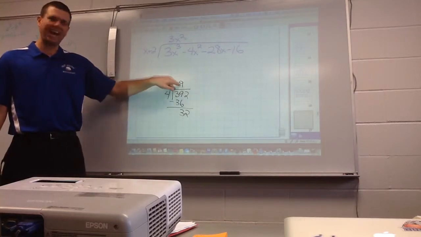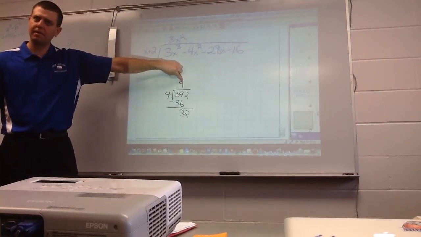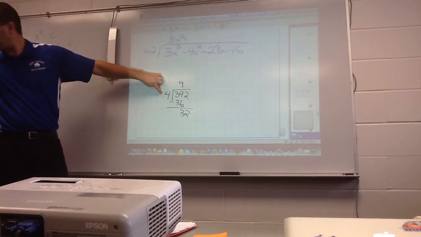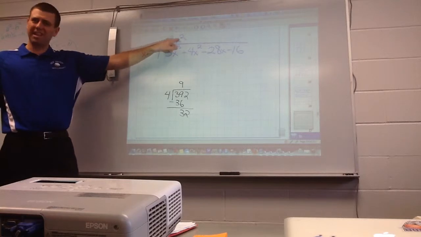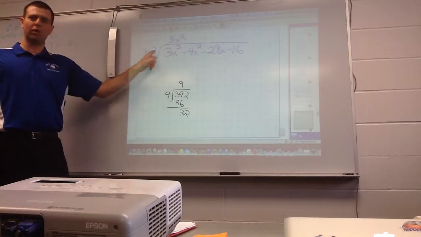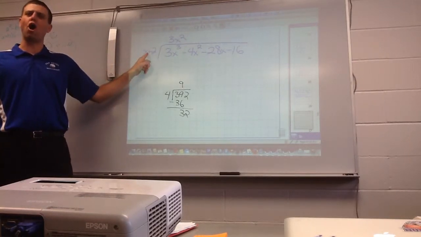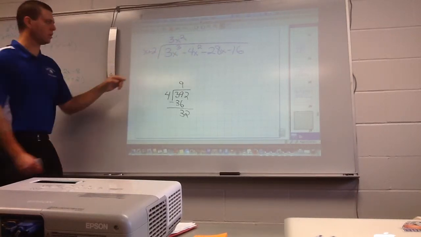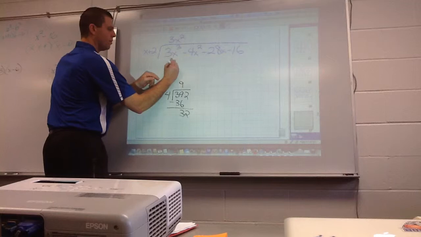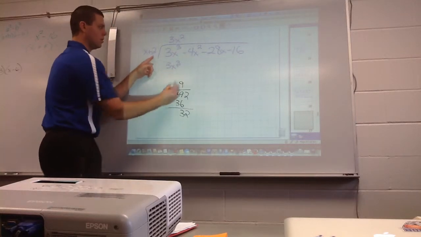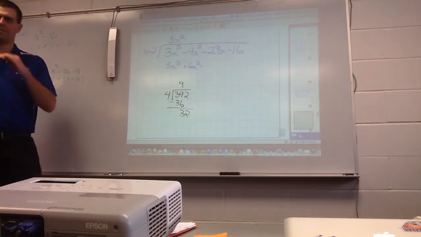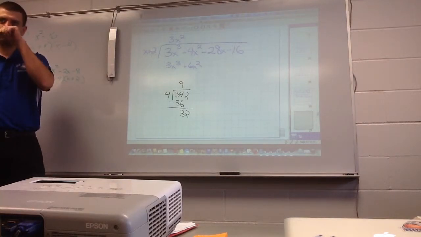After we came up with that 9 here, what did we do with the 9? We multiplied it by what was in front, right? So now I'm going to take this right here and multiply it by what's in front. Now I do need to multiply by all of that. So let's take 3x squared times all of this. What do you get? 3x cubed plus 6x squared. Seeing it?